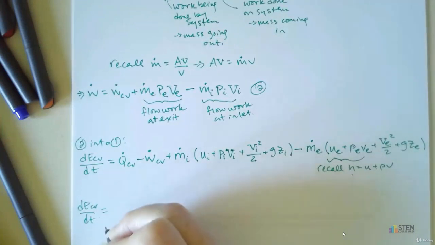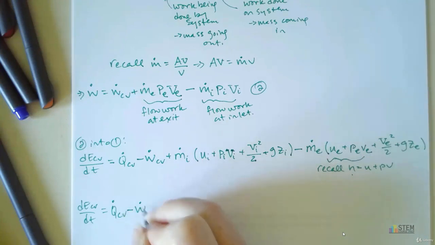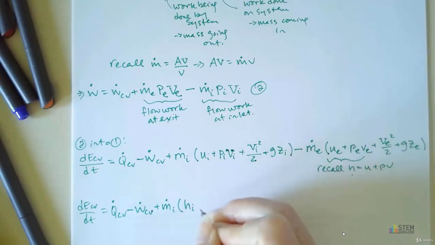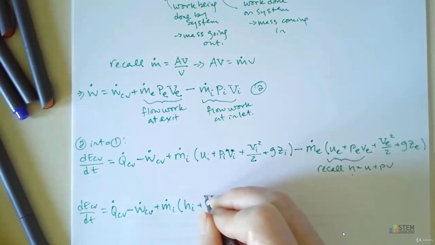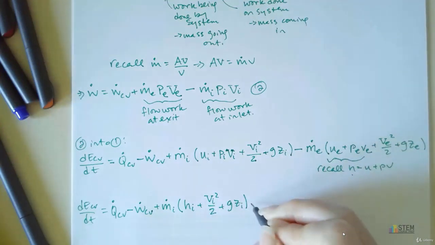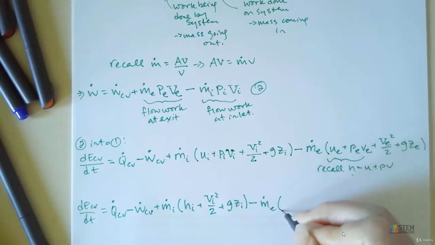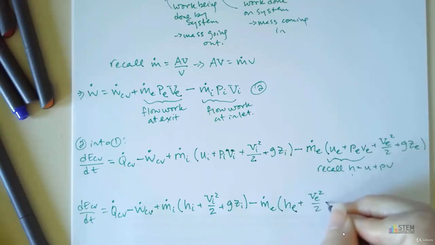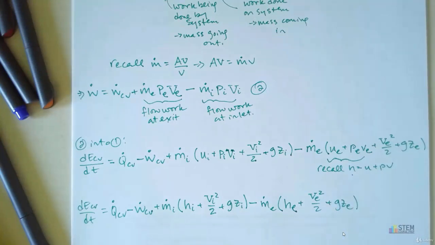So we're going to have dE_CV/dt equals Q_CV dot minus W_CV dot plus m_i dot times the enthalpy at the inlet plus V_i squared over 2 plus g z_i, minus m_e dot times h, this is specific enthalpy, at the exit plus V_e squared over 2 plus g z_e. Now we shortened it a little bit, so that's good. This is for one inlet, one outlet.